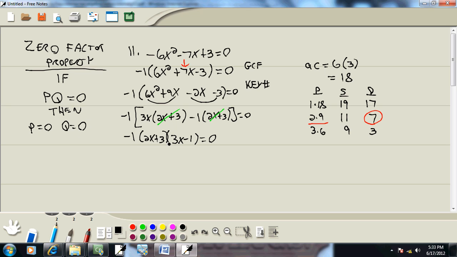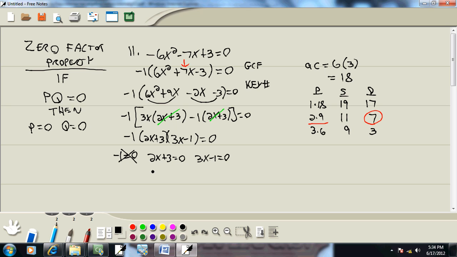Well, now it says I can set each one of these equal to 0. If I set the negative 1 equal to 0, we're solving for x. There's no x to solve for in it, so that drops away. You never set numbers equal to 0. They just end up dropping away with the zero factor property. So we'll set 2x plus 3 equals 0, and we'll set 3x minus 1 equals 0.